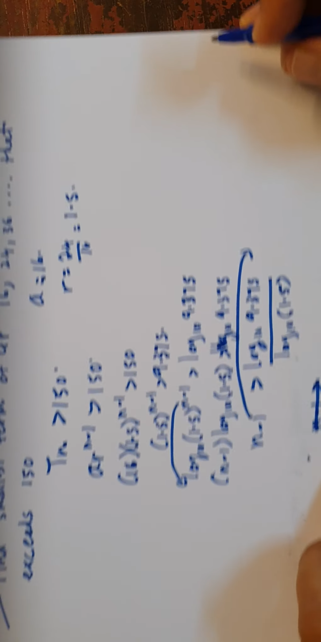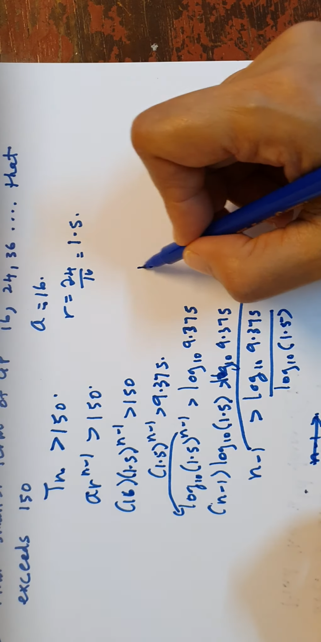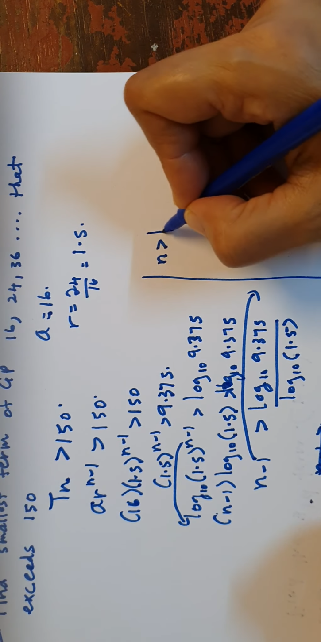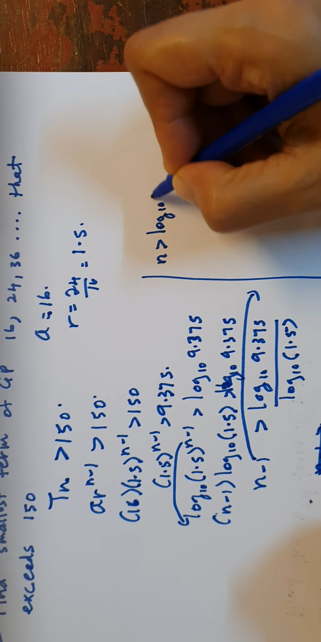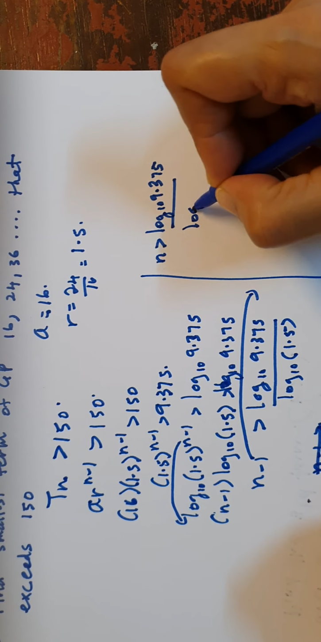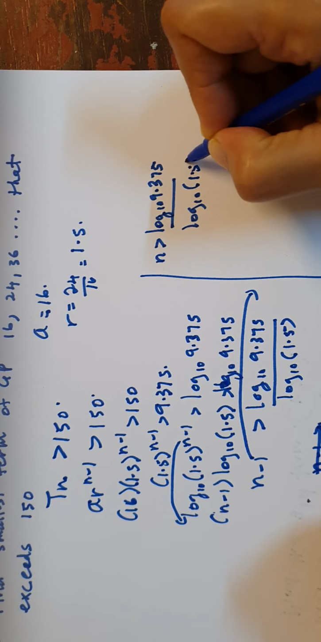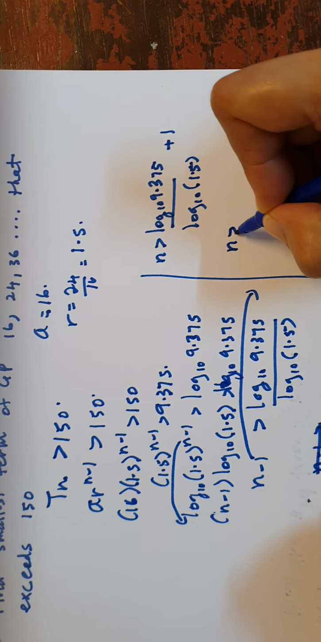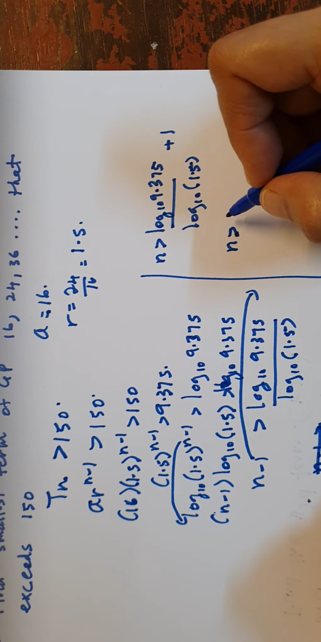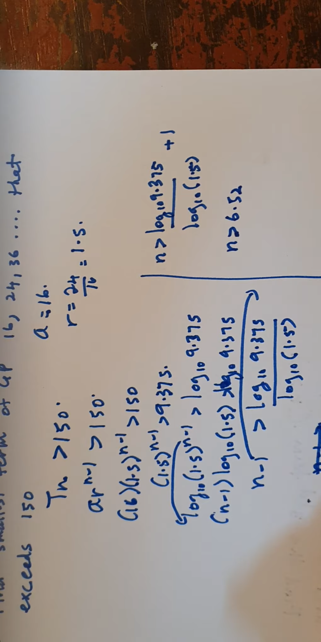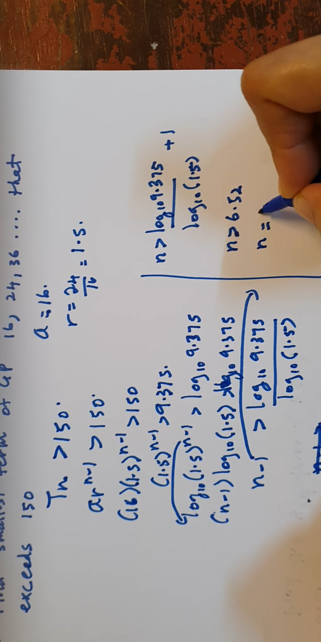So shall I do it this side? Okay, here, this side. I've got space here. So I've got n is greater than log base 10 9.375. I want to press my calculator only one time. I want to avoid rounding up my answers. So plus a 1, so I get n greater than 6.5852. Since it's greater, n will be equal to 7.